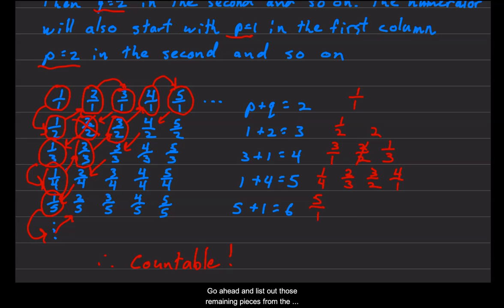Let me go ahead and list out those remaining pieces from the sum is 6 diagonal. Okay, and there we go. And that concludes this proof. We've shown that the positive rational numbers are indeed countable.